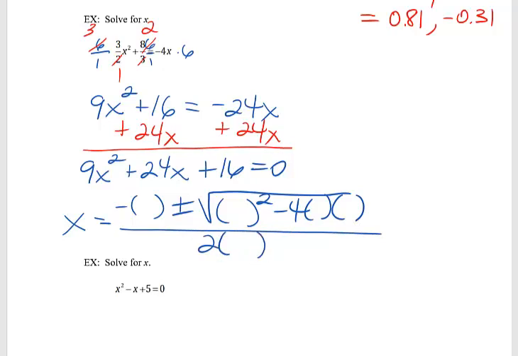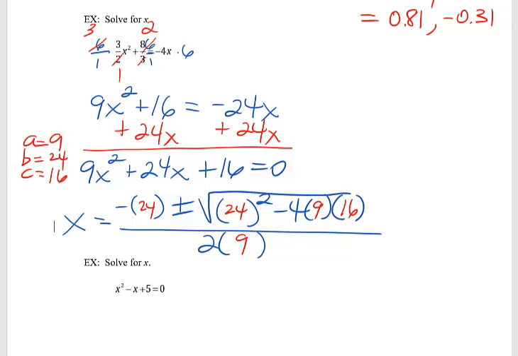Remember, the first 2 slots get B's. I forgot to write down my A, B, and C. A is the 9, B is the 24, and C is the 16. So 24s in these slots. Then it's an A, a C, and an A. And you can check me by referring back to the quadratic formula.